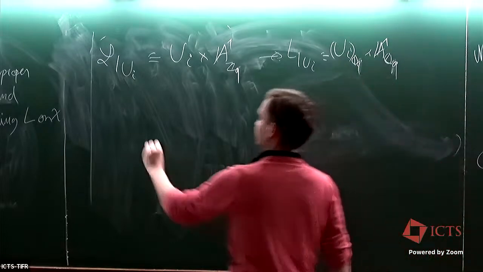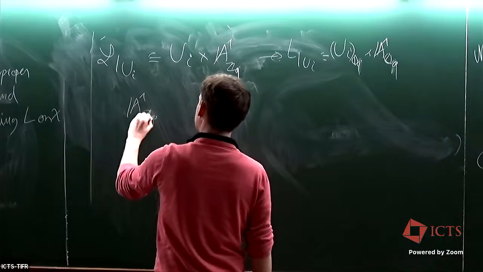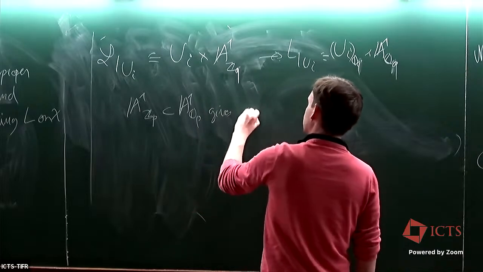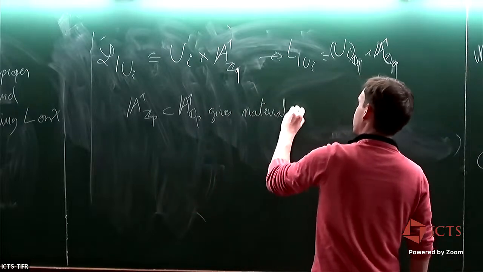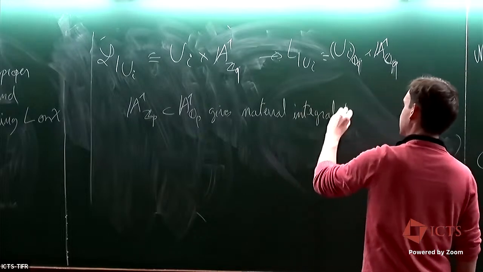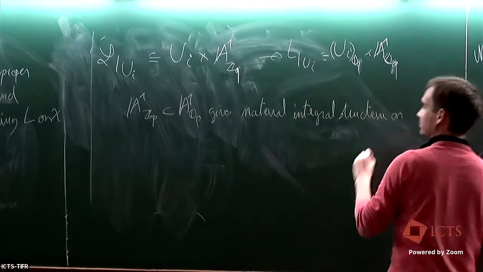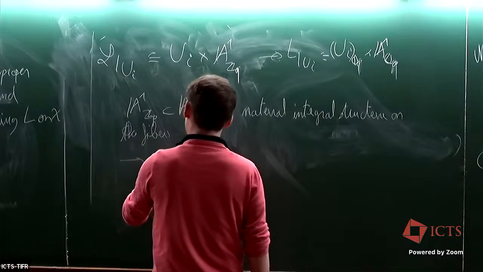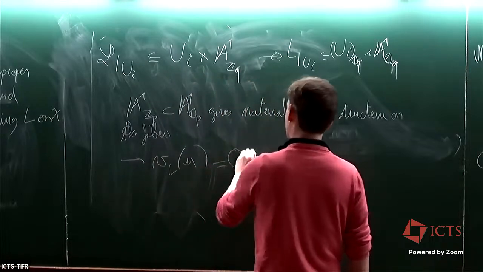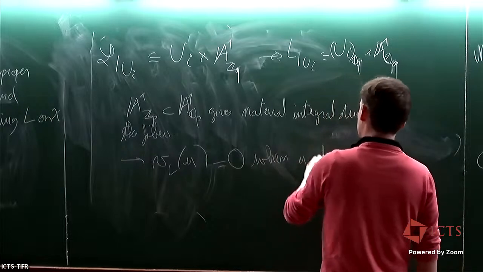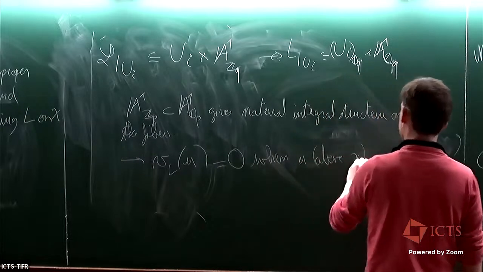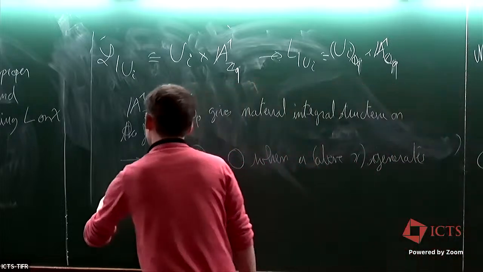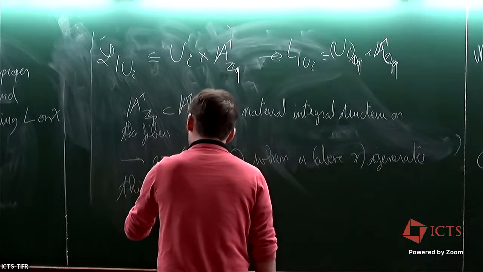So here, A^1(Z_p) inside A^1(Q_p) gives a natural integral structure on the fibers. So v_L of u is equal to 0 when u above x generates this structure. A bit vague here, but it's a quick exercise to define this.